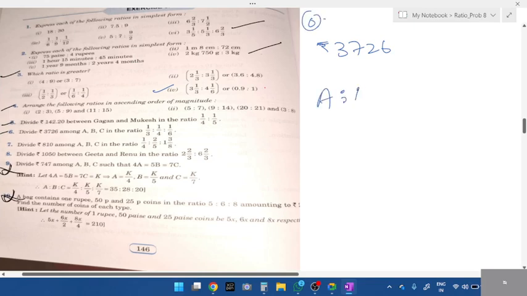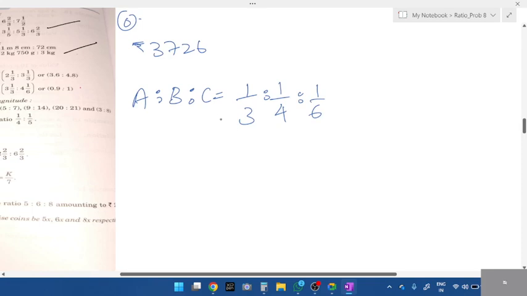A, B, C is given, students. 3 values. What are the ratios? 1 by 3 is to 1 by 4 is to 1 by 6. First, find their LCM. What's the first step, Shasha? What do we do? Whenever ratio is given, eliminate the denominator. How do you eliminate this?